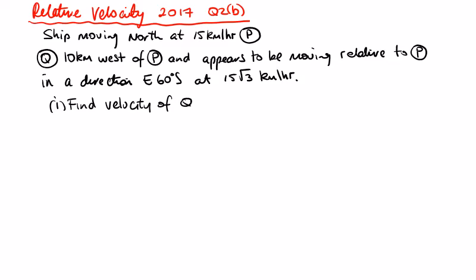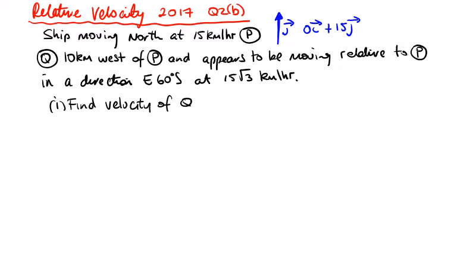So 2017 question 2b in relative velocity. Ship is moving north at 15 kilometers an hour, and this ship is P, so it's moving north 15 kilometers an hour. So no I, so just 0I, plus it's moving north, so plus 15J.